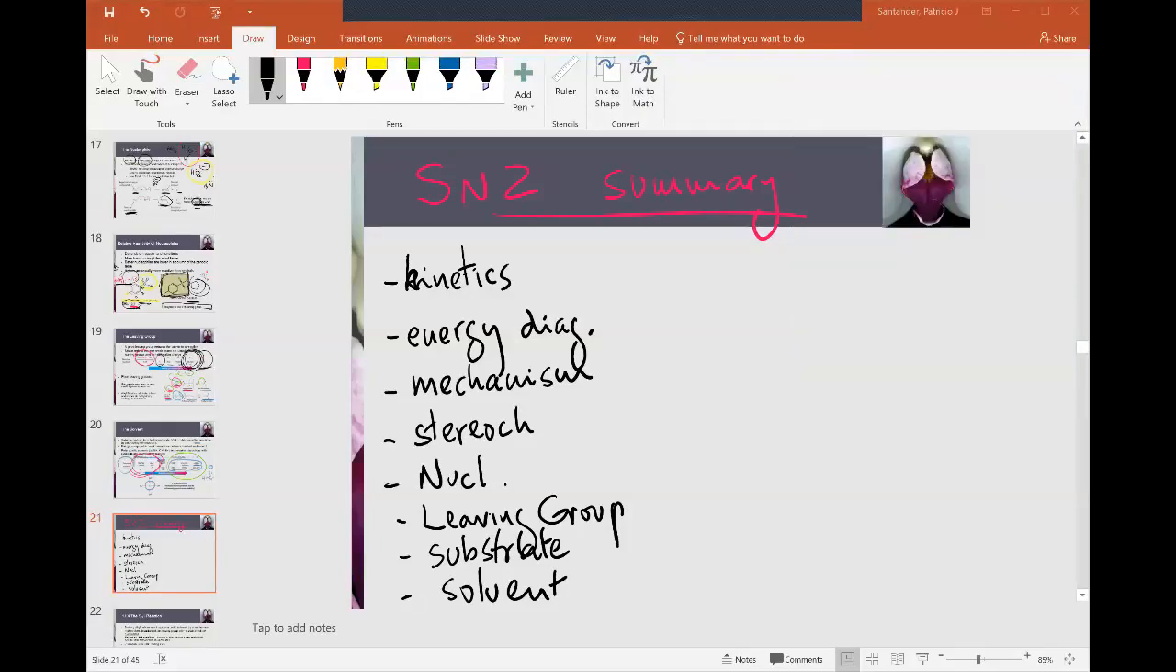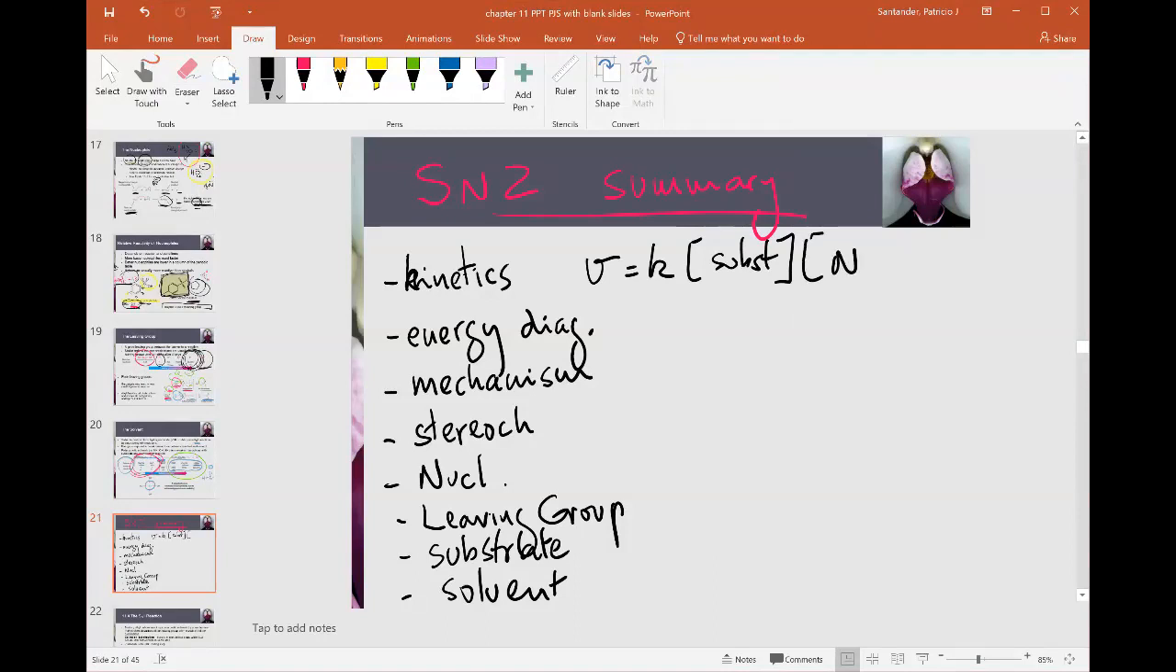Before we get started with SN1, let me give you a short summary of all the different things that we discussed about the SN2 mechanism. So first of all, the kinetics. The rate of the reaction should be proportional to the concentration of both the substrate, that is the alkyl halide that is reacting, and the nucleophile.